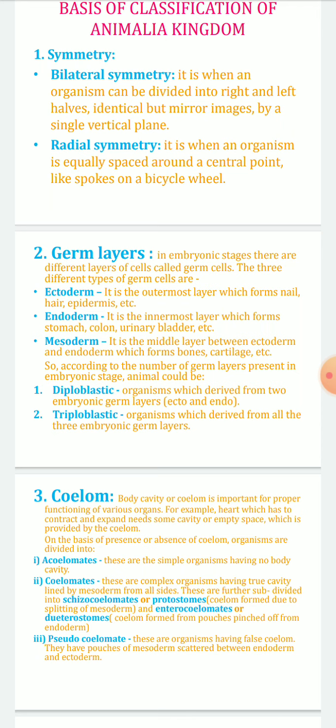So according to the number of germ layers present in the embryonic stage, animals could be diploblastic and triploblastic. What is diploblastic? Organisms which are derived from two embryonic germ layers, that is ecto and endo. Triploblastic organisms are derived from all the three embryonic germ layers. So we have discussed about symmetry, we have discussed about germ layers.